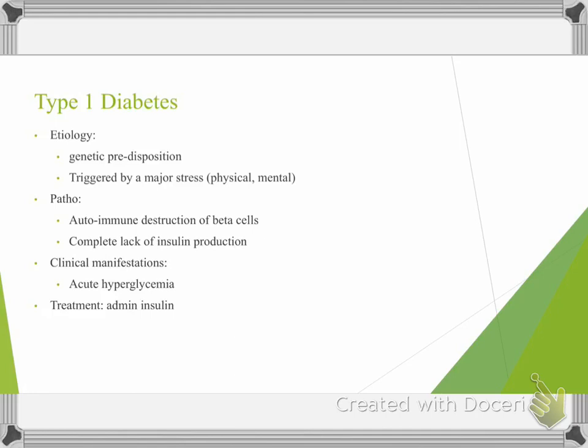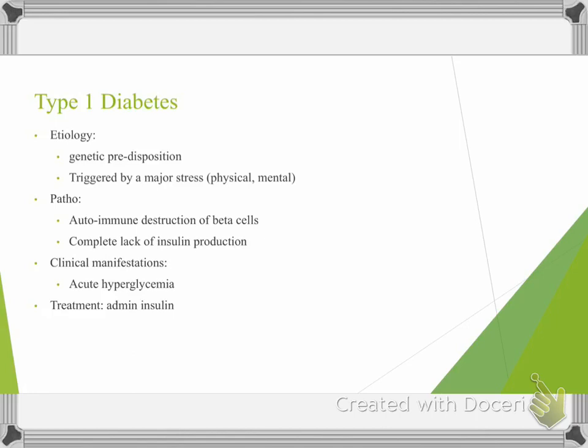So type 1 diabetes, the etiology, well, basically there is a genetic predisposition. So we will want to ask about family history. There's an increased risk if it is in their family. They say it's triggered by a major stress, and this major stress can be physical or it can be mental.